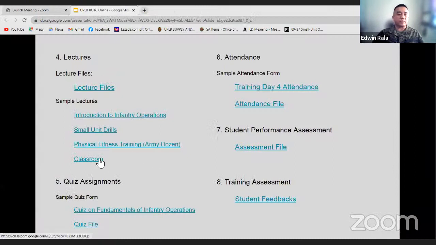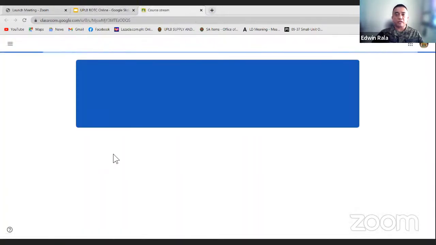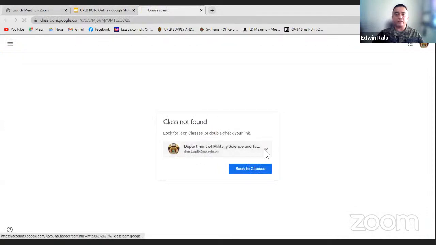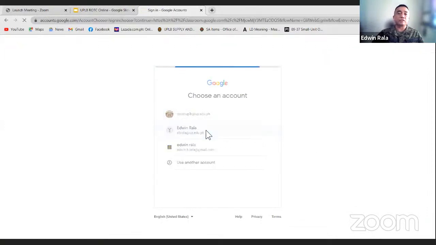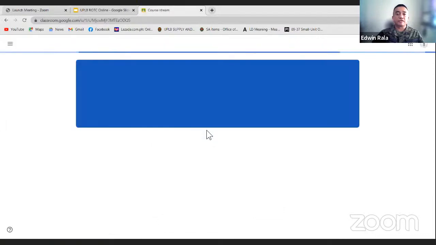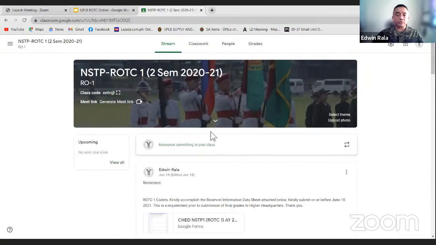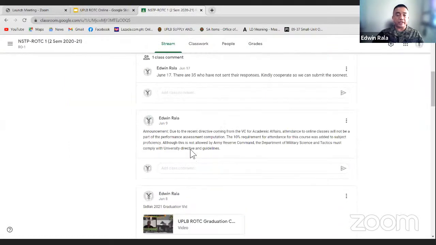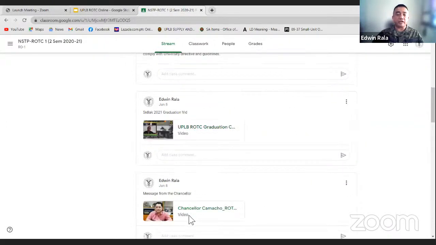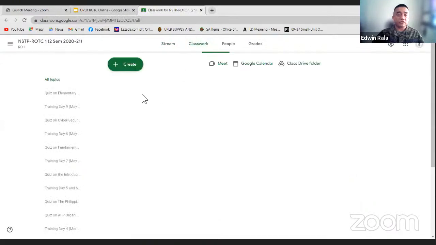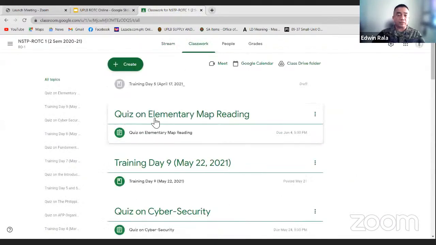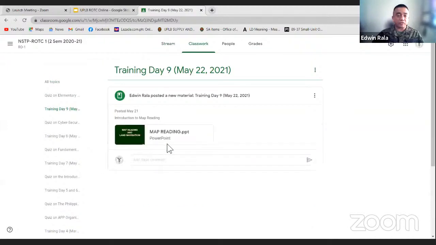Okay, yung example ng classroom, what we will see doon sa classroom na create natin for our student is something like this. Yan. So ito po yung classroom. So dito makikita natin yung mga announcements, what was posted. Yan, nakikita ng estudyante yan. Also, yung sa classwork, dito makikita natin yung mga quizzes or yung mga posted lecture like this one, map reading, nandyan siya. So anytime gustong balikan ng estudyante, makikita niya. Okay.